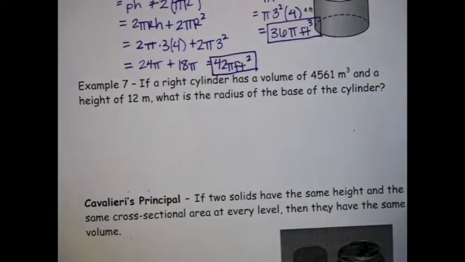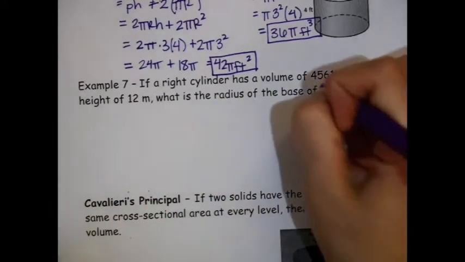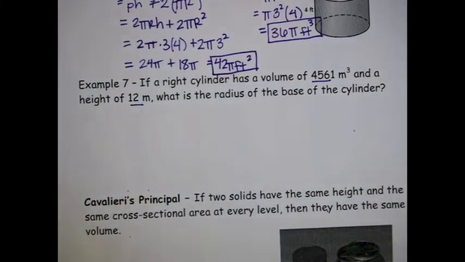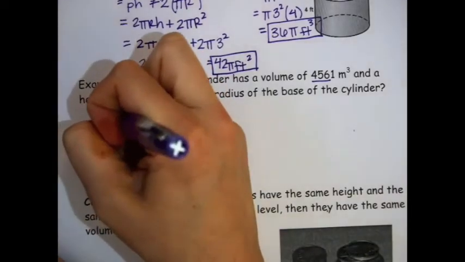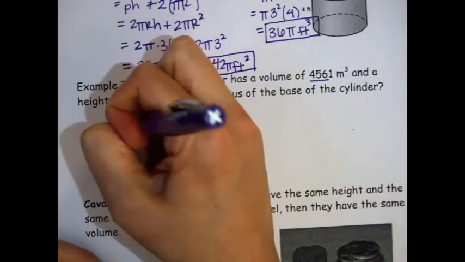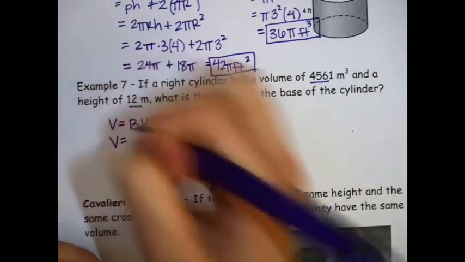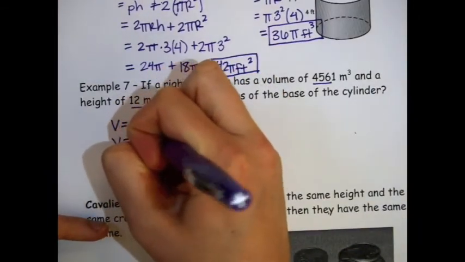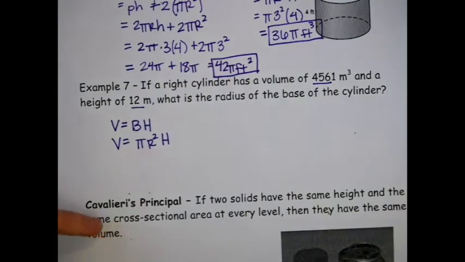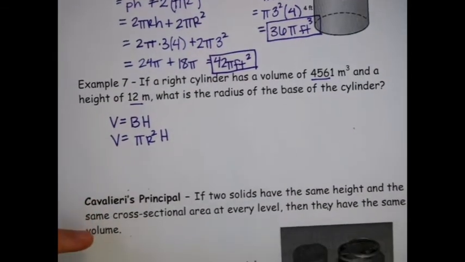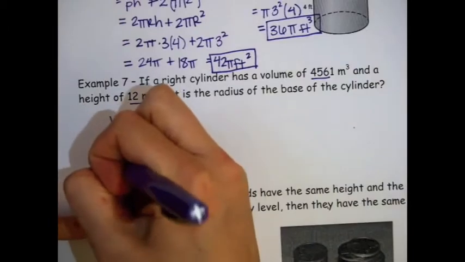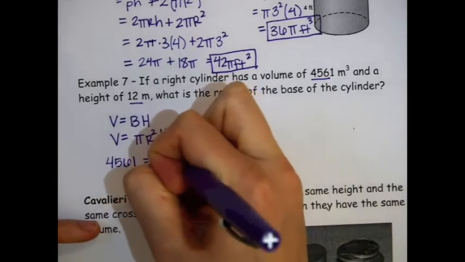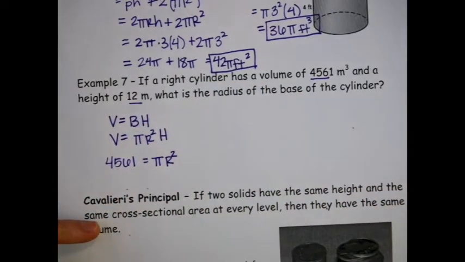If a right cylinder has a volume of 4,561 meters cubed and the height of 12 meters, what is the radius of the base of the cylinder? So I know that the volume is going to be area of my base times my height. Well, in a cylinder, the base is a circle, so I know that the area of the base is going to be pi r squared times the height of my cylinder. Now we're going to go ahead and plug in what we know. So my volume is 4,561 equals pi times my radius squared times my height, which is 12.